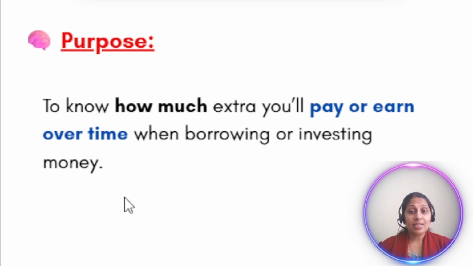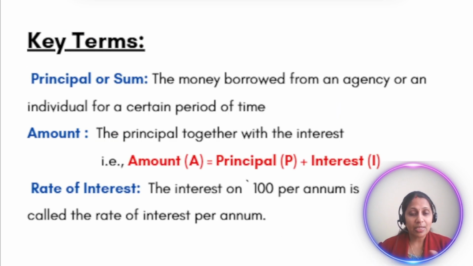So let's understand the key terms that are involved in simple and compound interest. The very first thing is the principal or the sum, which is the initial money that has been borrowed from an individual or from an agency or from a bank for a certain period of time. The next is the amount, which is the principal and the interest together, which we are going to get at the end or which we are going to give at the end. So the amount is nothing but your initial principal plus the interest that you are going to pay.